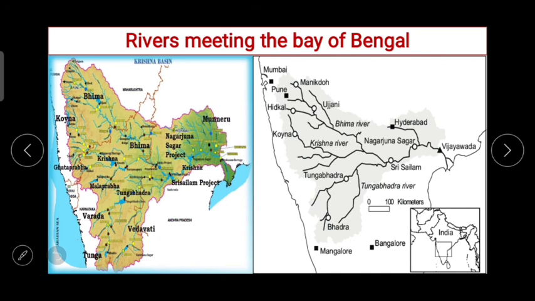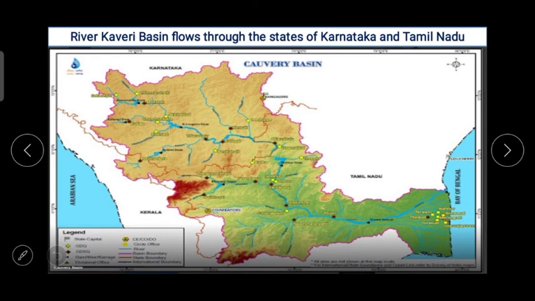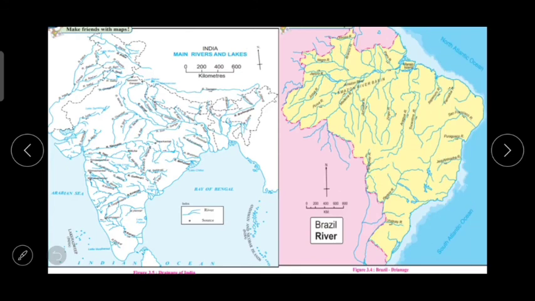But before that, you just go through these rivers meeting the Bay of Bengal. It is very important to understand the origin of the river and its meeting point, and the map is the thing which always helps us to understand these things. River Kaveri basin flows through the states of Karnataka and Tamil Nadu. It is one of the major rivers of the peninsula, and it has been harnessed for irrigation since a long time.